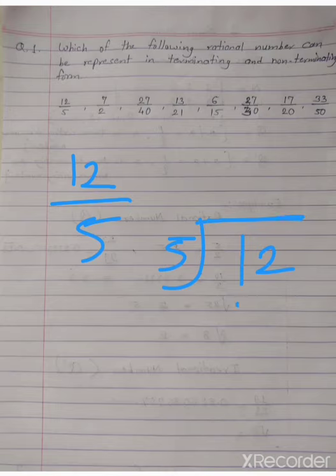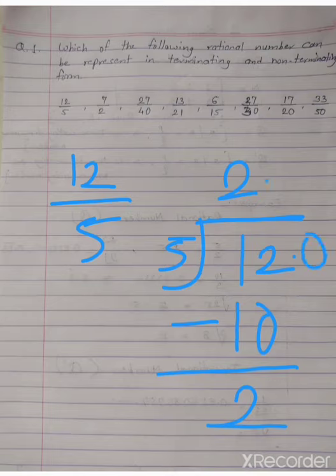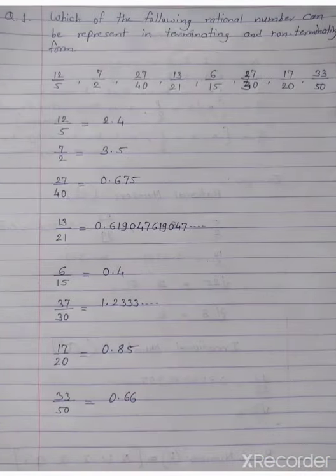Here 10 can be subtracted from 12, so 5 2s are 10. Our remainder is 2. Now take the decimal point. Take this 0 to make 20. So 5 4s are 20. You can easily find it out. Here our remainder is 0 by using this division method. So I use this division method and convert this rational number into its decimal form.